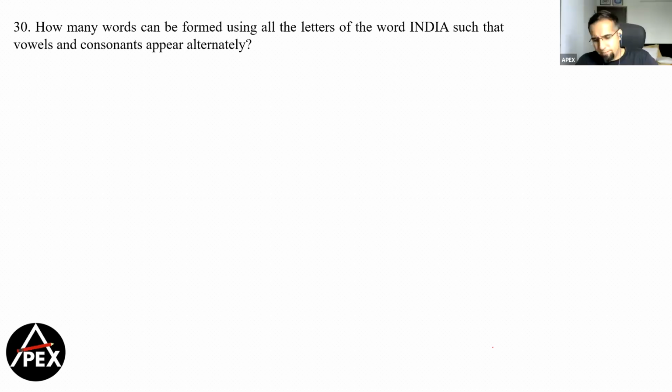Let's see. Now, what is happening here, guys? How many vowels do I have? Sorry, I have three vowels, I, I, and A. And how many consonants do I have? I have two consonants. Clear?